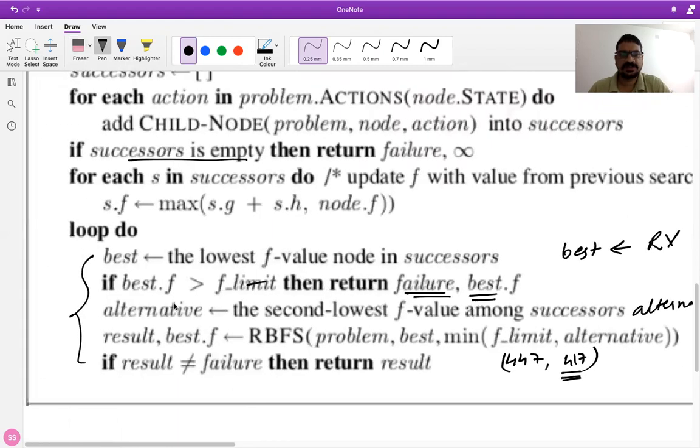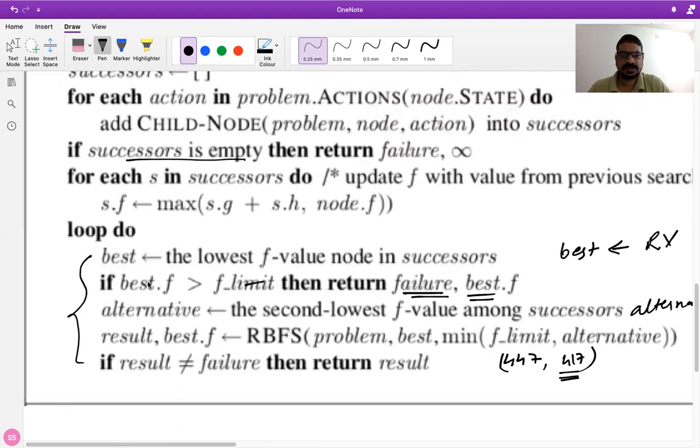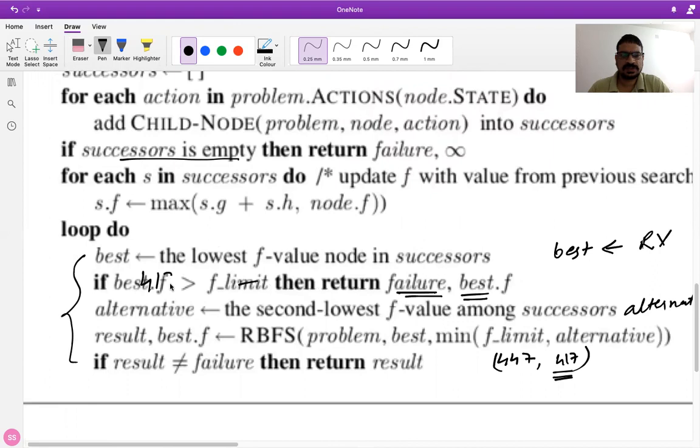Now after that, best of F, which is 417, is it greater than F limit, which is 447? Yes. No. It is not. 417 is less than 447. So this condition doesn't hold. So failure will not occur.